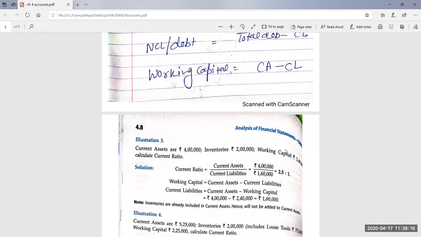Please give me the answer privately. I have given you 2 minutes to solve. It's a very easy question. Write the formula. Find out current assets and current liabilities by using the working capital formula. Current assets are already given, so you just have to find out current liabilities by using the working capital formula.